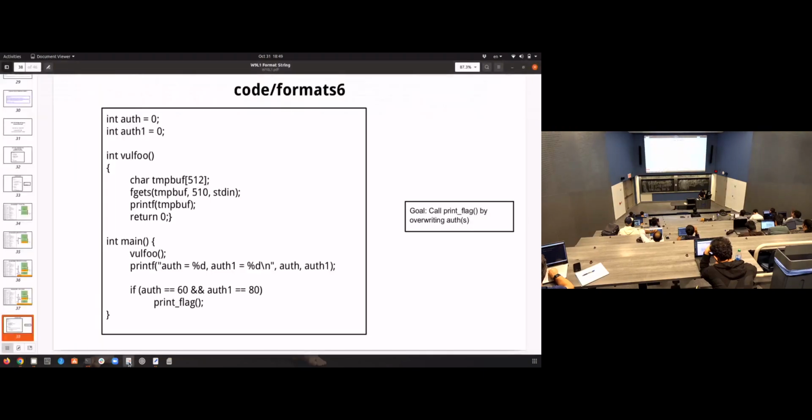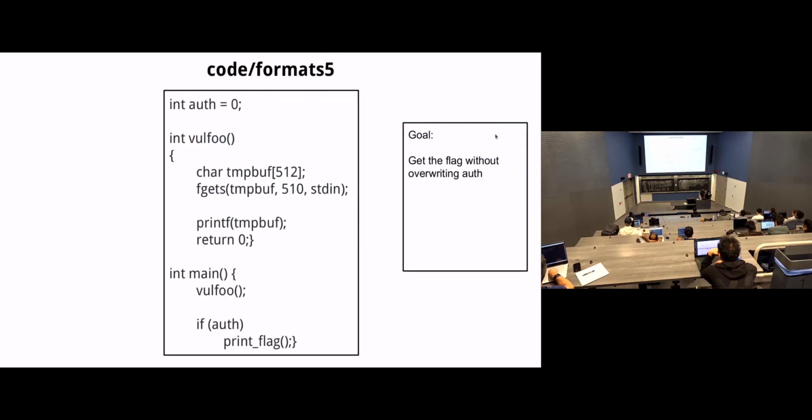That brings us to the next challenge. It's actually challenge 5. But this one, we're not going to overwrite the global variable auth. We're going to get the flag here. How do we do this? We're going to overwrite a code pointer. How do we do this? Any idea? Override the return address on the overflow. Okay.